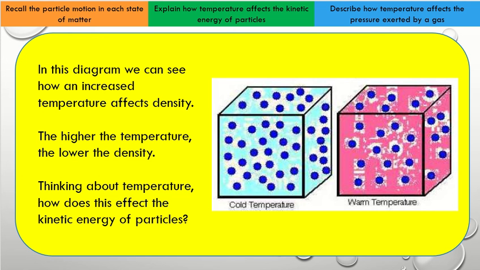The reason for this is that temperature can affect density, and if you remember, density means how closely packed together those particles are. If you've got a higher temperature, you're going to have a lower density, and that's shown in the diagram because the particles are farther apart in the warmer temperature box. So if we're thinking about temperature, this also has another effect on kinetic energy. What I'd like you to do is just keep in your head what you think that effect might be.